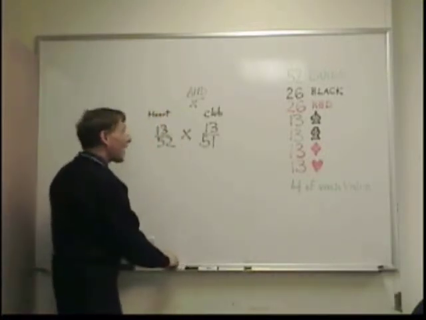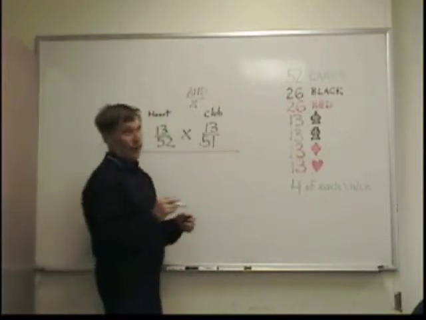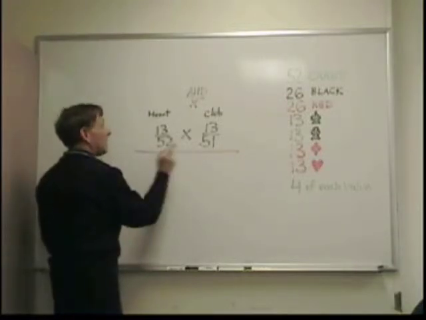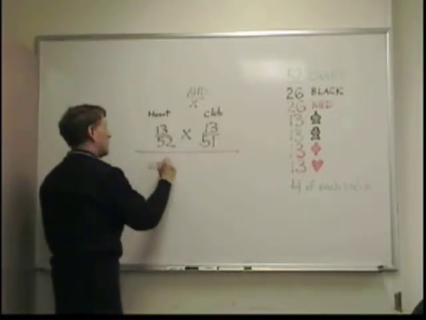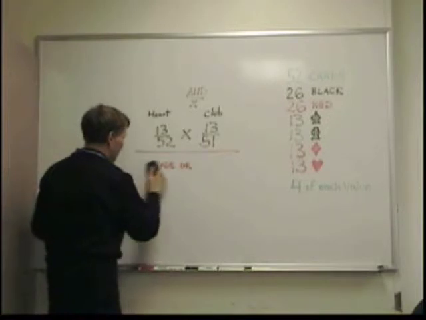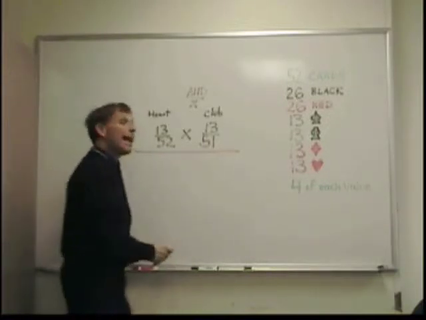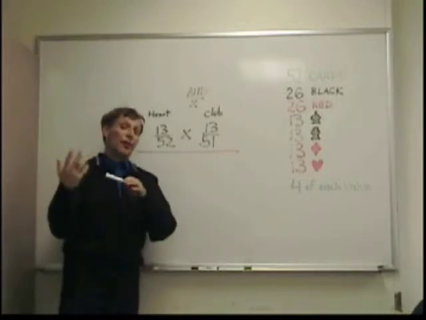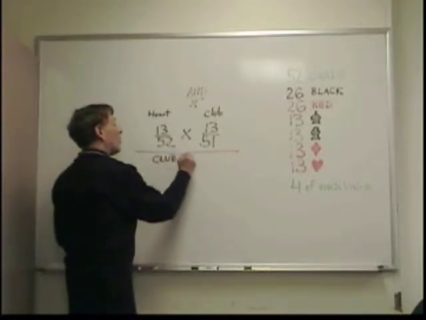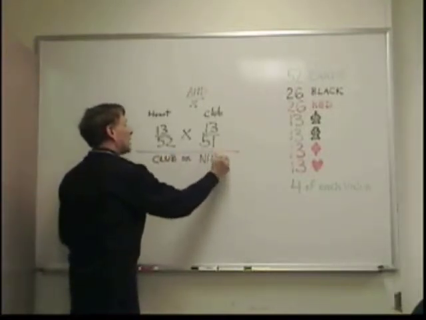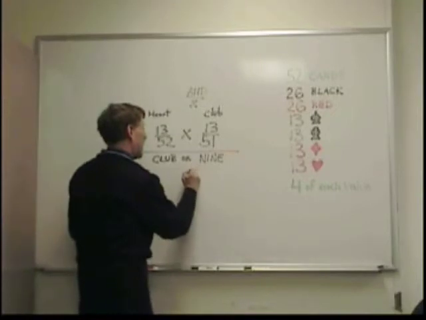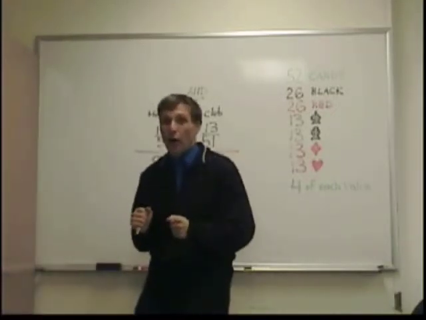Now, if I have a problem that says or, for example, the probability of pulling out a club or a 9, well, in this case, we're going to add. And it's talking about one card if it says or.